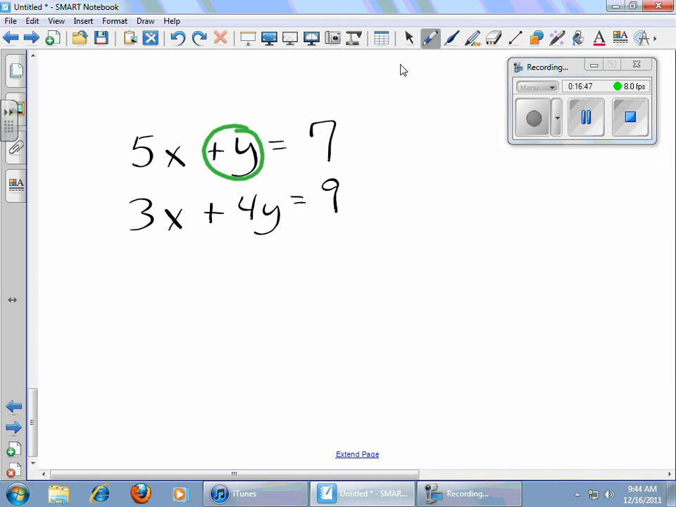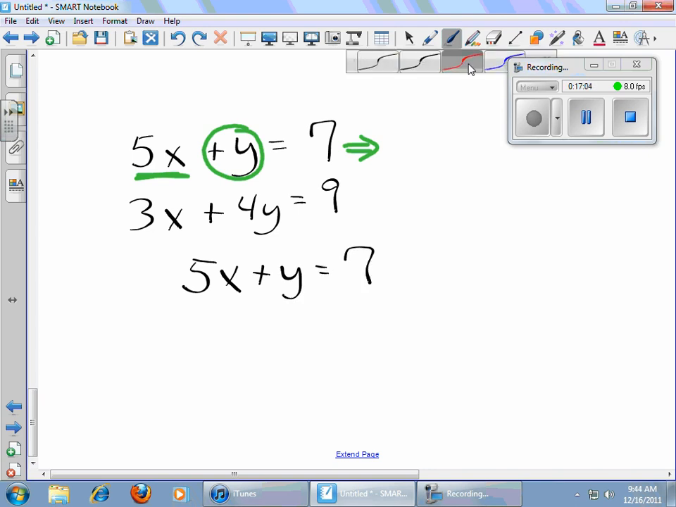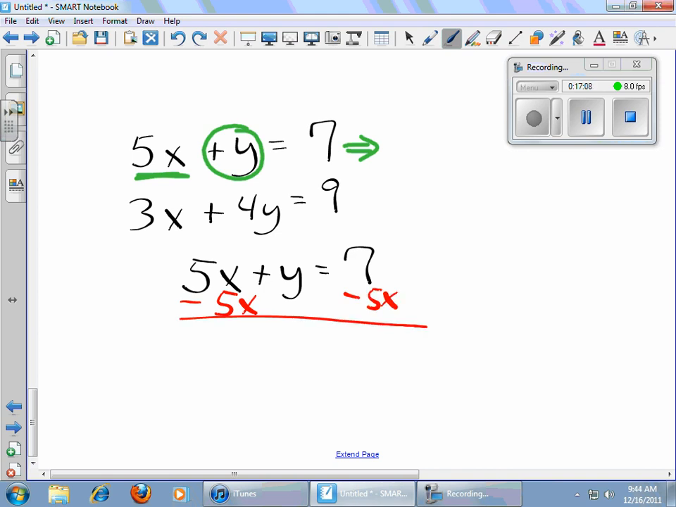The only thing keeping it from being alone is this 5x. If I would subtract 5x from each side, I could change the way that top equation looked. I could subtract 5x from both sides. Let me write down my work here for those of you that have a little trouble following it. I will subtract 5x from both sides, and I will get y equal to negative 5x plus 7.